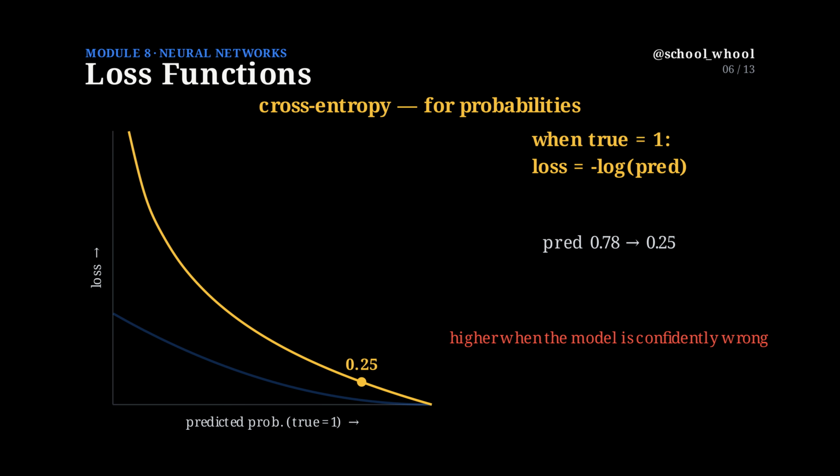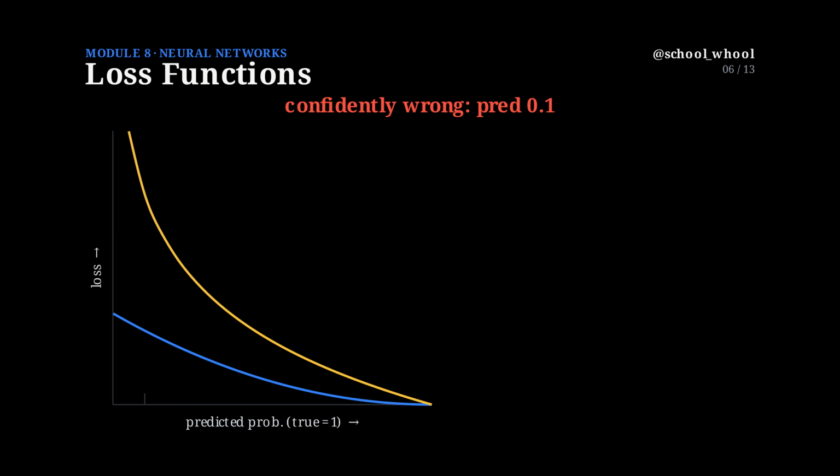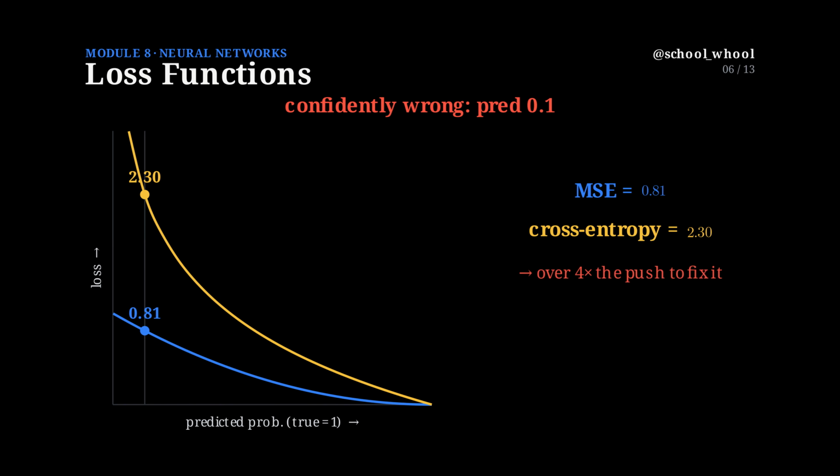Here's why that matters. Suppose the model predicts 0.1 when the true answer is 1, confident, and badly wrong. Mean squared error calls that 0.81, but cross-entropy calls it 2.3, and it keeps climbing toward infinity. That steepness gives the network a far stronger push to fix confident mistakes, which is exactly what you want when predicting classes. So the rule of thumb is simple.